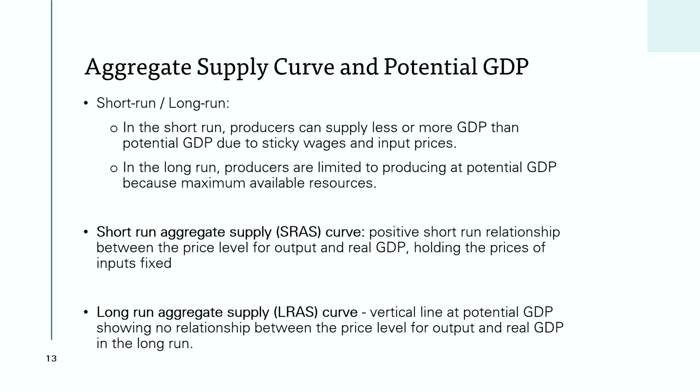In the long run, all prices, including wages, fully adjust. Firms can no longer produce above or below potential GDP. This is why the long-run aggregate supply curve is vertical. Output is fixed at potential GDP, regardless of price level. We commonly use the aggregate supply curve as the short-run aggregate supply curve, and potential GDP is referred to as long-run aggregate supply.